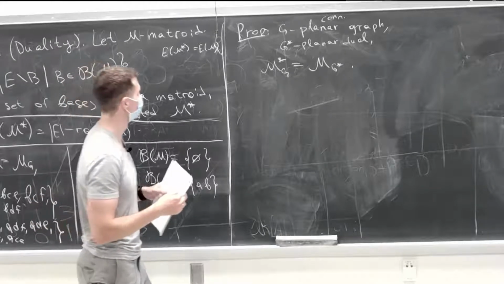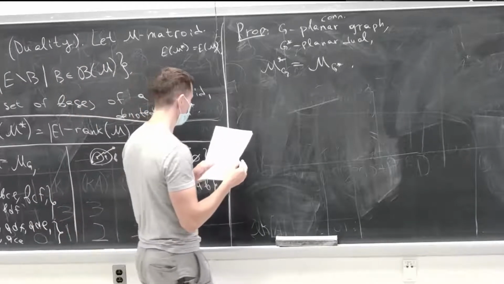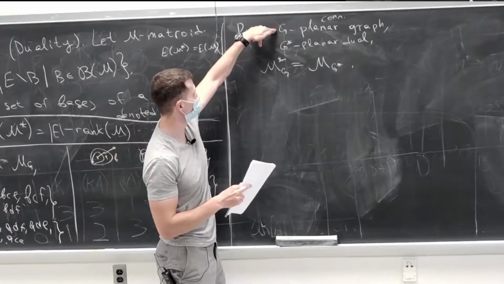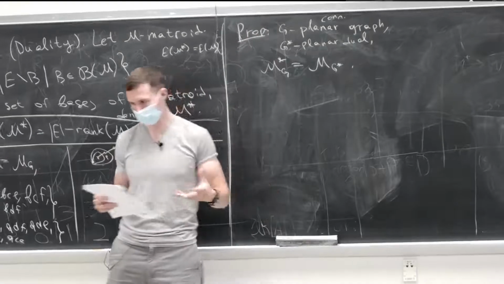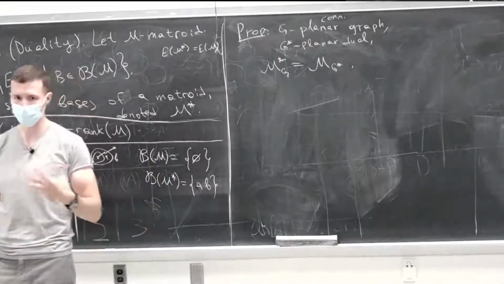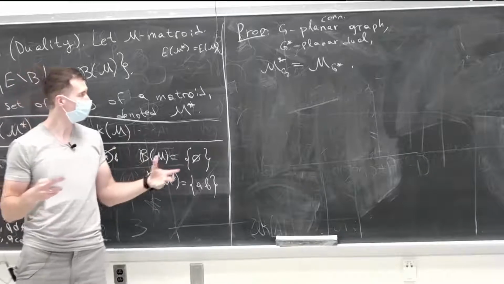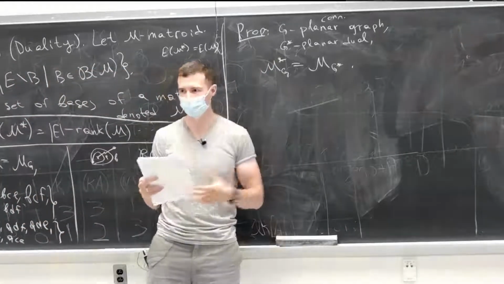Very nice. Okay, yeah, that's exactly the problem. So the problem here is that not only do you have to specify a planar graph, but actually you have to specify how it's drawn in the plane. If it's drawn in a different way, it could be that the planar dual is just a different graph.